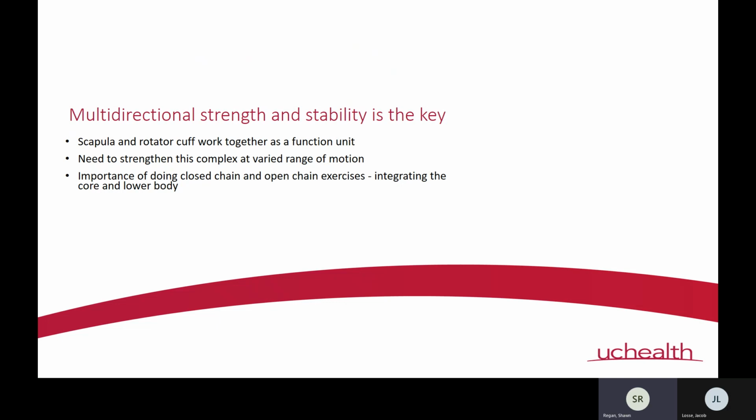So what we need to strengthen this complex at varied ranges of motion, not just with the arm at the side, but we need to put it in all different positions, because that's what happens during sport. And a lot of times we don't know what's going to happen during sport, so we need that reactive strength. So we talk about the importance of doing closed chain and open chain exercises, and also integrating the shoulder with the core and the lower body at the same time.